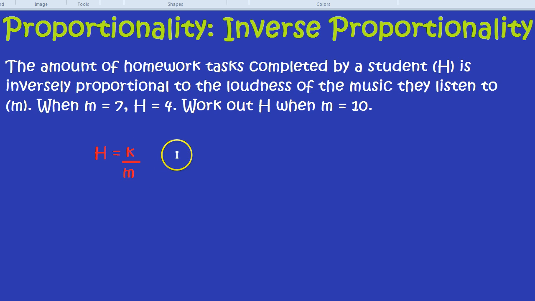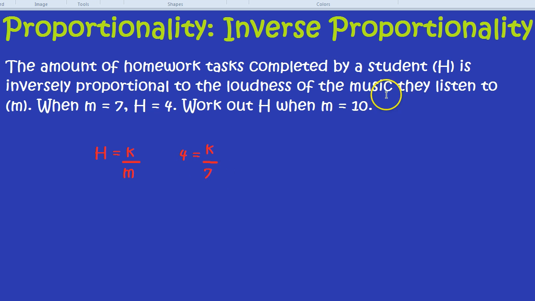Let's put the numbers in. When M is 7, H equals 4. So we have 4 equals K divided by 7, because we have M as being 7 and H as being 4. How would we solve that small equation? We have 4 equals K divided by 7.